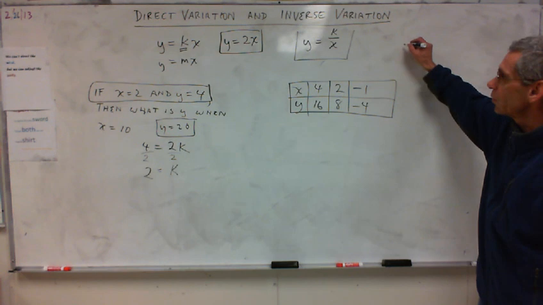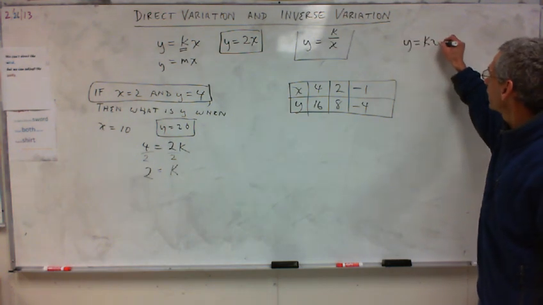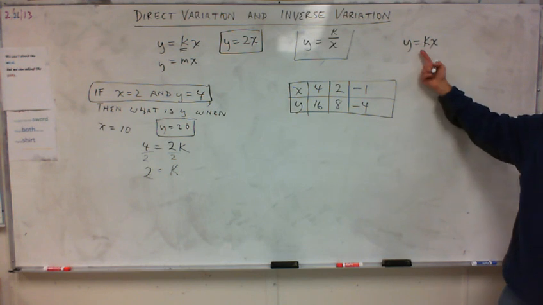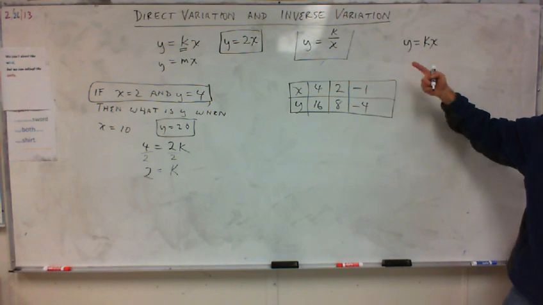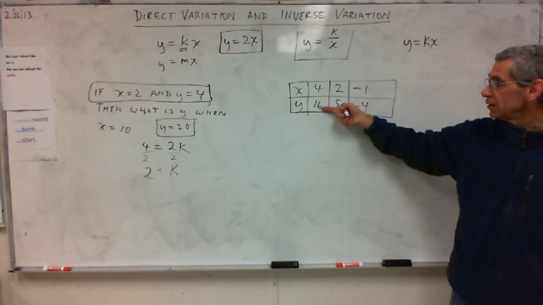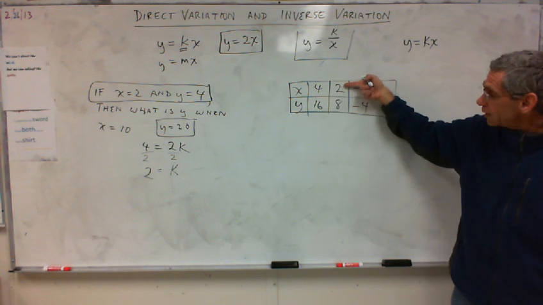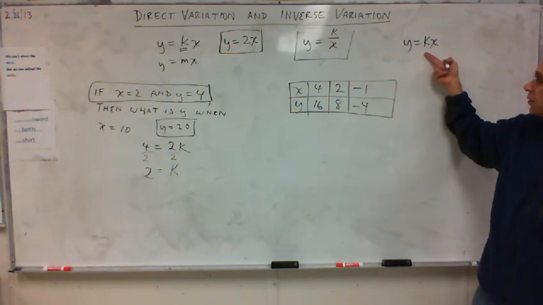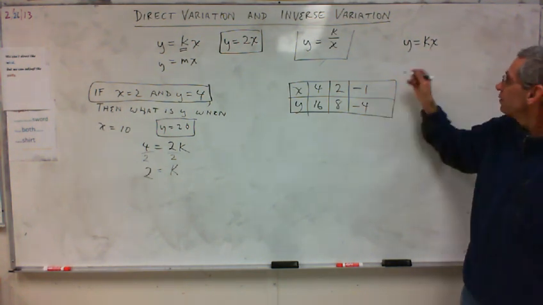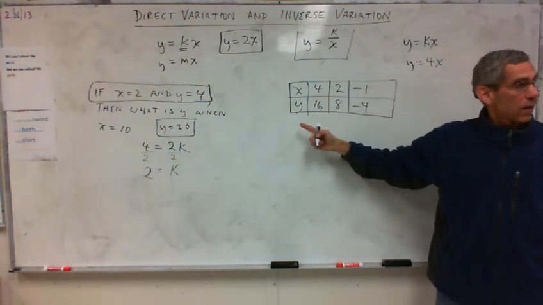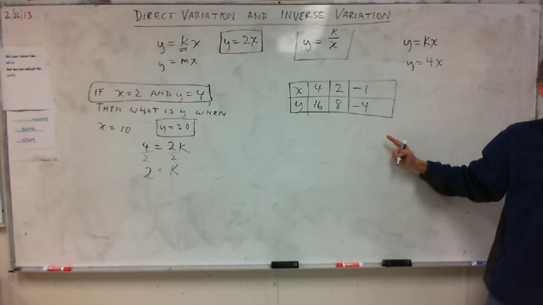Remember, y is equal to kx. Whenever they say something varies directly, that's the formula. So in order to get a y, you multiply x by the same number in all of these. What would you multiply 4 by to get 16? 4. 4 times 2 is 8. 4 times -1 is -4. So this works. What is k in this case? 4. So this is 4x, and yes, this is an example of direct variation.